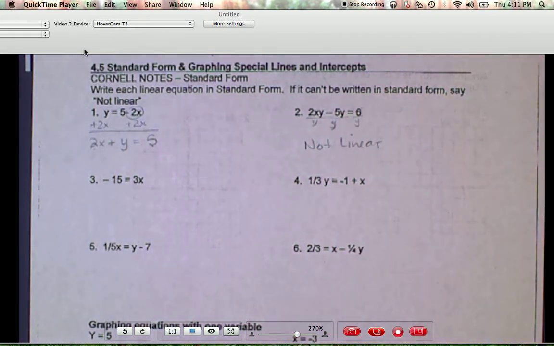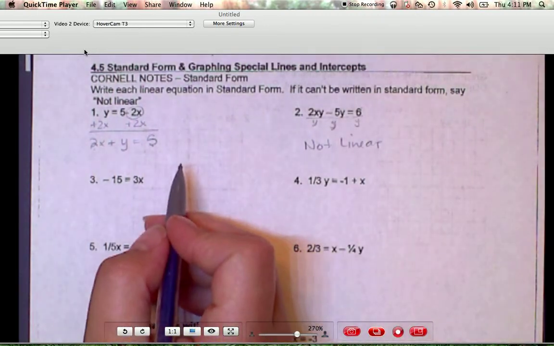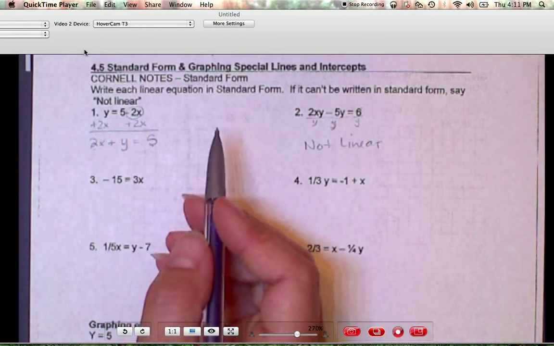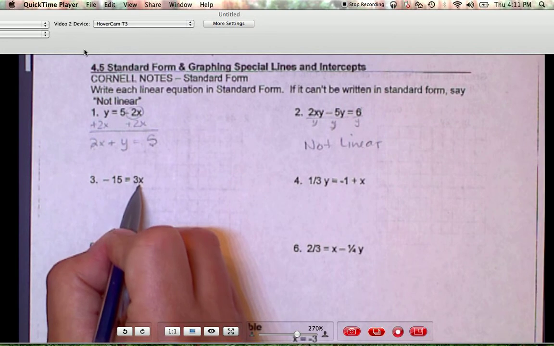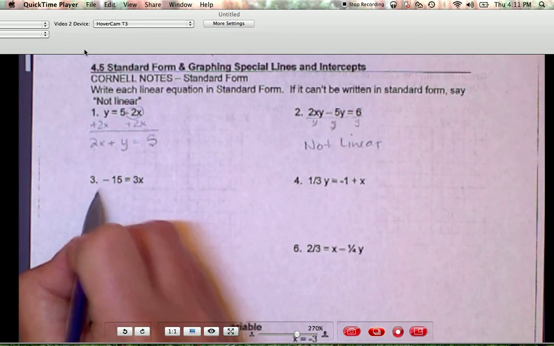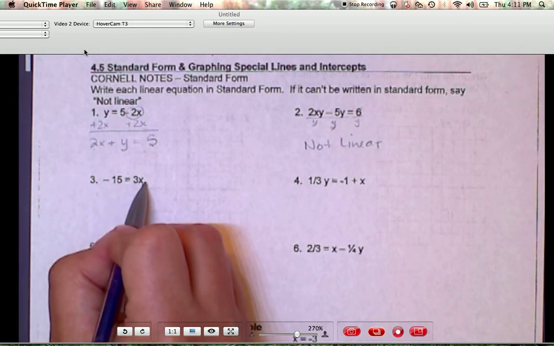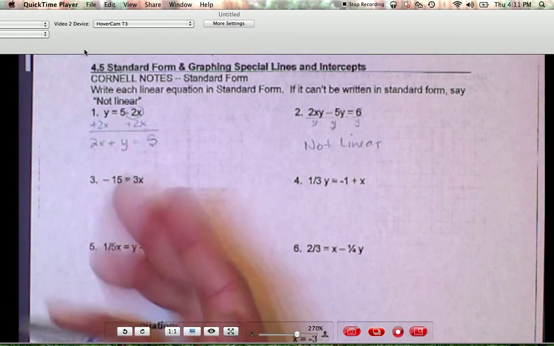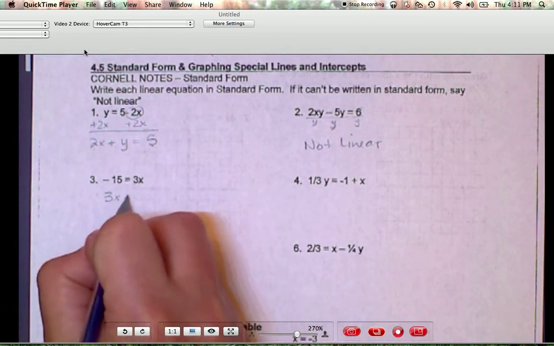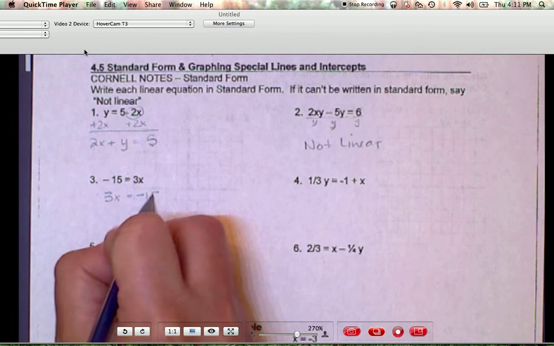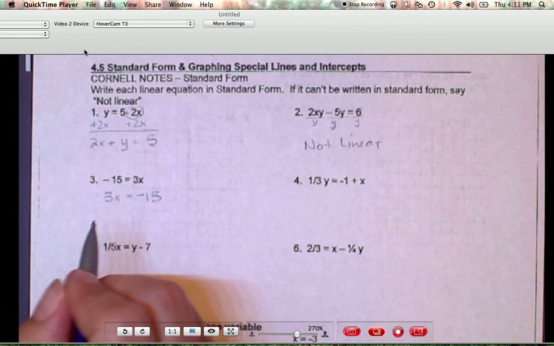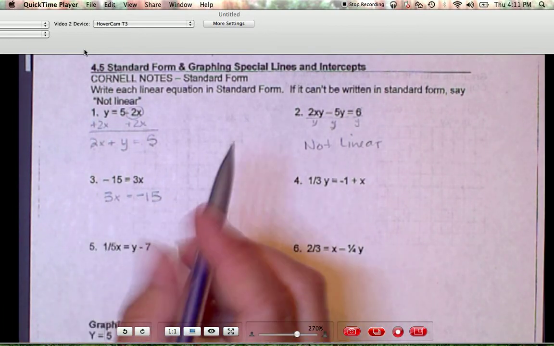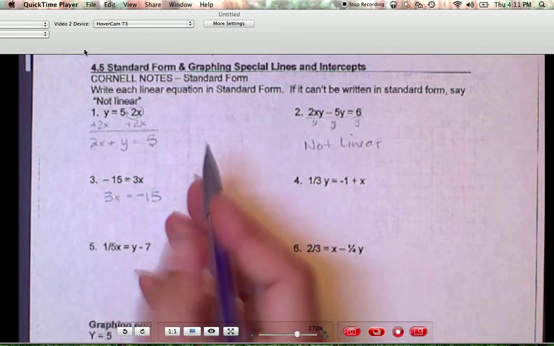Number three, it seems to be missing something. Yes, it's missing a y. But that is okay. It's okay to be missing one of the pieces, it just can't be in the wrong place. So we know the x should be on the left side, and this constant should be on the right side. So what we can do is just flip the whole thing over, put the 3x on the left side, and put the negative 15 on the right side. Okay? And that's just the symmetric property, just flip it over.